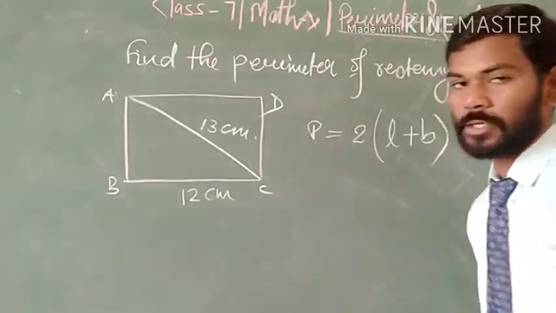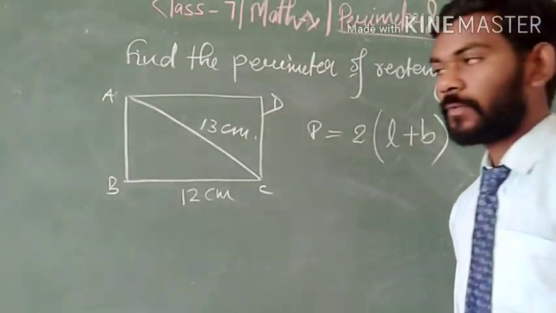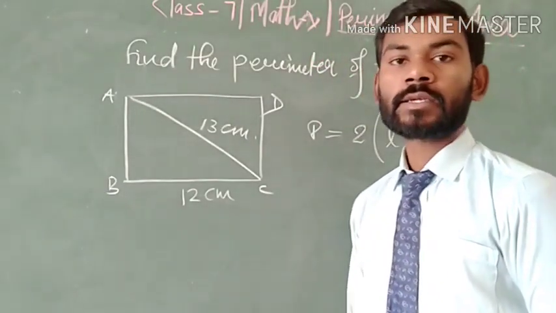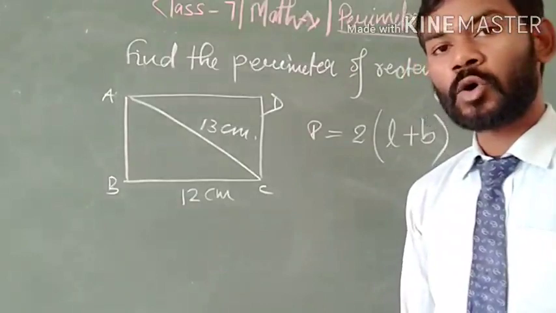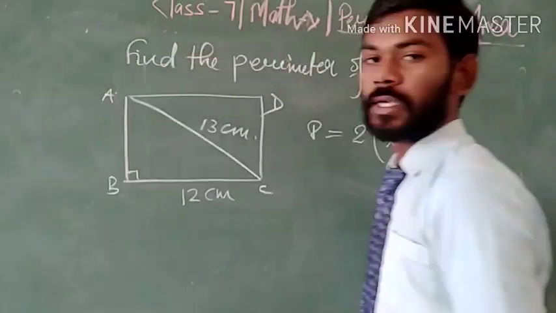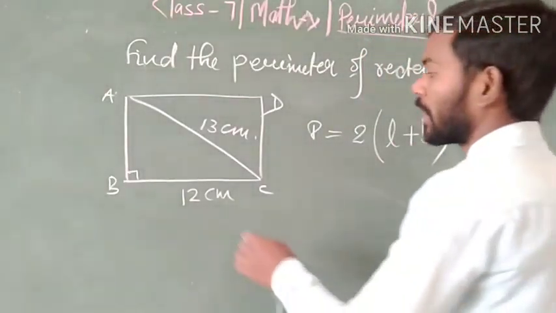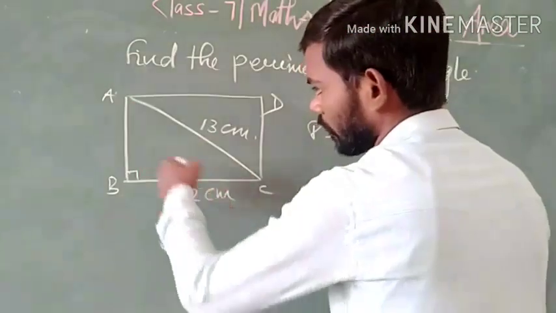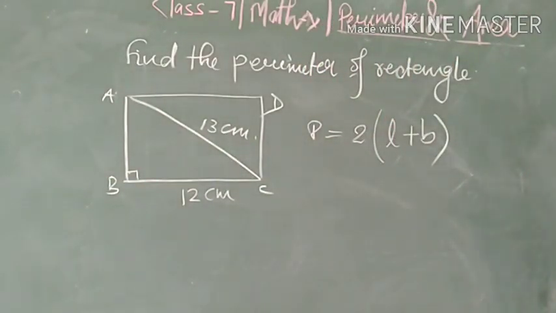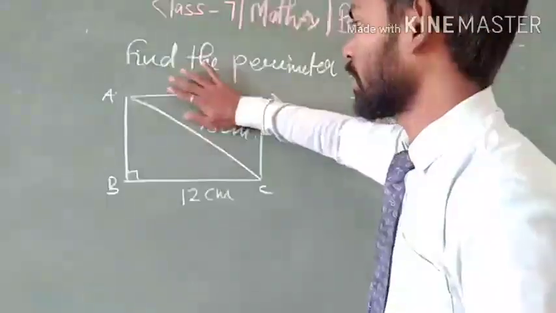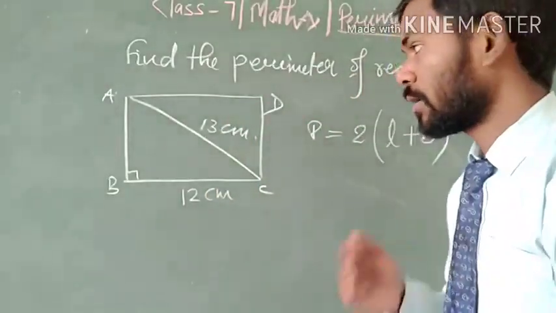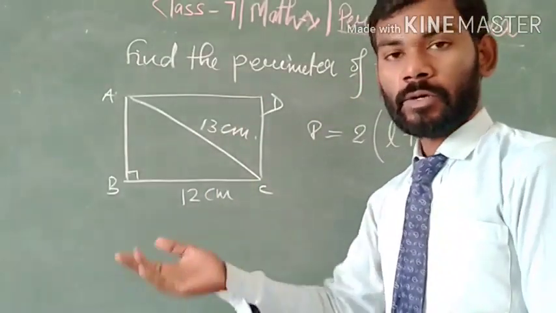As we know the definition of the rectangle, the opposite sides of the rectangle are equal and at every corner there is an angle of 90 degrees. That means here we can apply the Pythagorean theorem in order to find the value of this height. Okay, so if we hide this portion, we find that ABC is a right angled triangle, and in a right angled triangle we can apply the Pythagoras theorem.